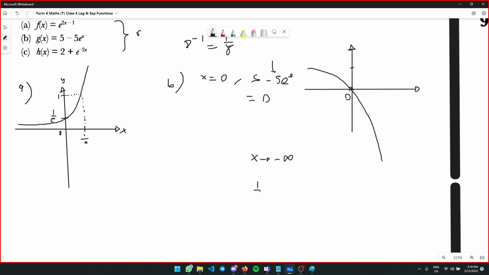So it becomes like 1/e to the power of x. So when x approaches infinity, this part will start to approximate 0. So 5 minus 5 e to the power of 0 will slowly give you 0. So if this part turns 0 as x approaches negative infinity, you have an asymptote of 5. So you can actually mention the asymptote here is 5. That's something you can mention when you're sketching.